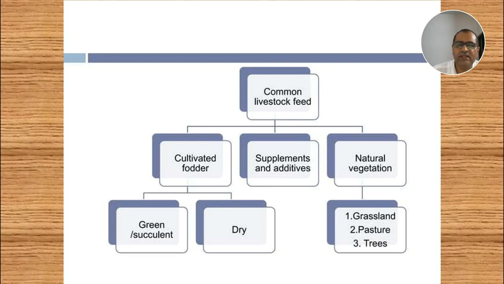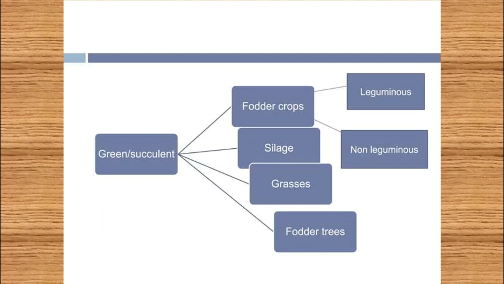And the common livestock feed can be classified into three categories. Number one, the cultivated feed, then feed supplements and feed additives. Then the other is the natural vegetation, also called grazing. The cultivated fodder is classified into green, also called succulent, and dry, whereas the natural vegetation is classified into grassland, pasture and trees. These are three different classifications.